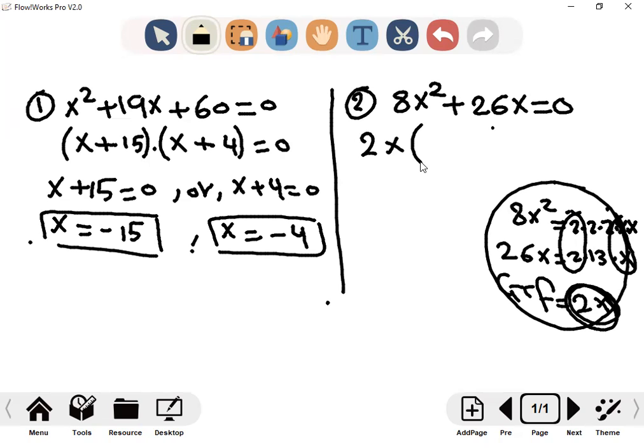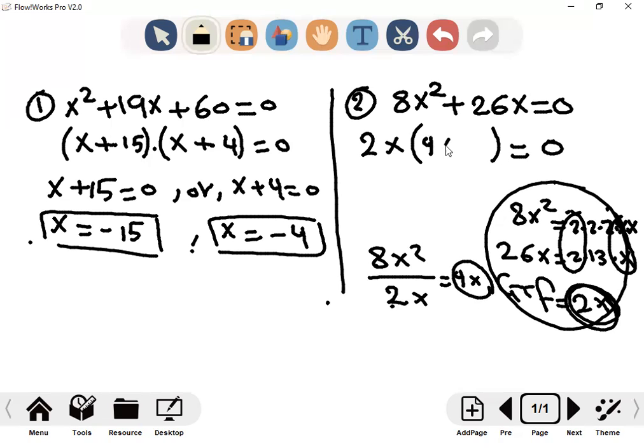Put 2x, open parentheses, and don't forget equal to 0. Now you divide each term on the GCF. Divide. Normally put them above each other and divide. 8x power 2 divided by 2x. 8 divided by 2, 4. X power 2 divided by x, x. So for 8x power 2 divided by 2x, how much? Plus 26x divided by 2x, 13. And these go to 1, right?